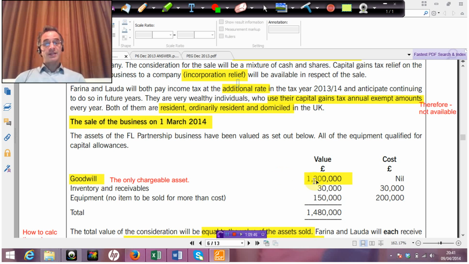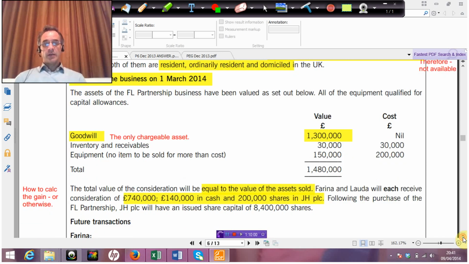So we have an asset in a business that's being sold with a high value, no base cost. Okay, these two are not relevant for CGT purposes at all. Okay, they're not chargeable assets. Okay, so in terms of the calculation of the gain, or what they're being provided with, in other words, what they're receiving, what their consideration is, really what they're getting is cash and shares in JH PLC. So really this is the disposal of a business for cash and shares.